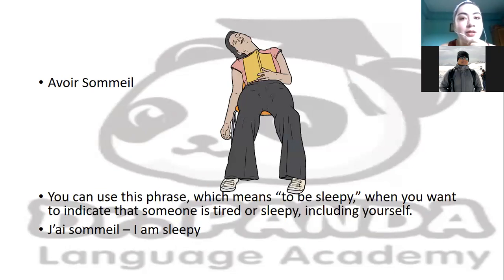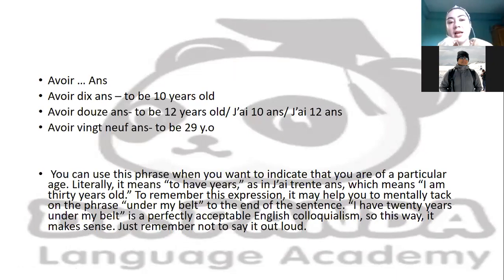Next idiomatic expression, we have avoir sommeil. You can use this phrase, which means to be sleepy, when you want to indicate that someone is tired or sleepy, including yourself. But when you want to say inaantok ako, you can say j'ai sommeil, which means I am sleepy.